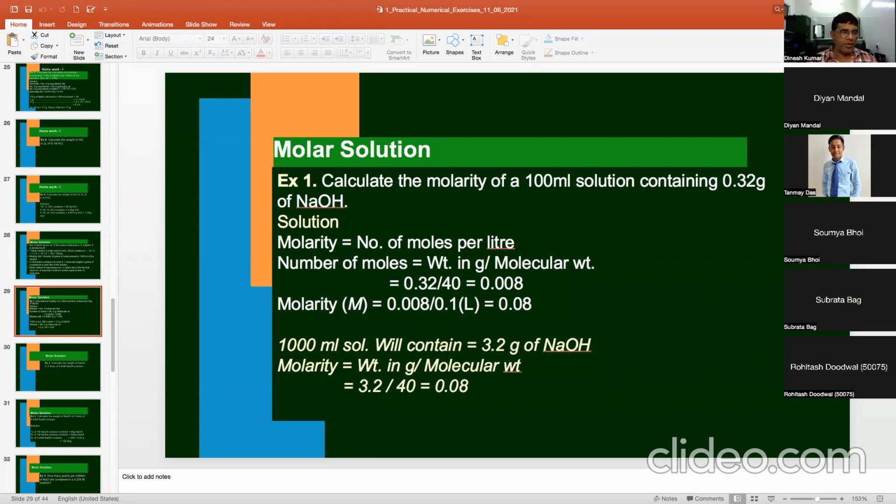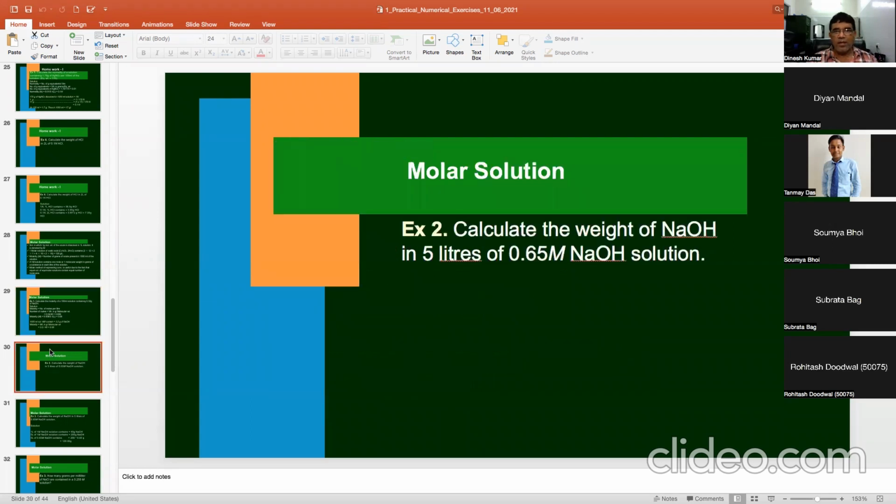Calculation about molar solution. Now calculate the weight of NaOH in 5 liters of 0.65 molar NaOH solution. Please try it, do it. Calculate the weight of NaOH in 5 liters of 0.65 molar NaOH solution.